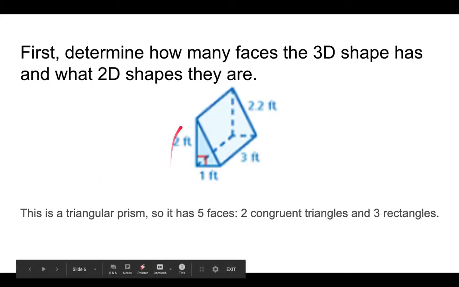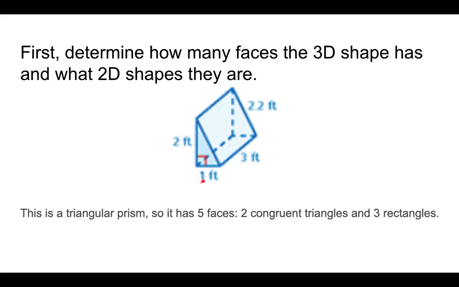This is a triangular prism where the triangle is scalene, which means all 3 of the rectangles that connect the 2 bases are going to be different shapes, or different sizes. They're all rectangles, but different size rectangles. So first we're determining how many faces it has and what the 2D shapes are. It's 2 congruent triangles, there and there, and 3 rectangles: 1 on the bottom, 1 on this slanty side here, and then 1 on the back over here.